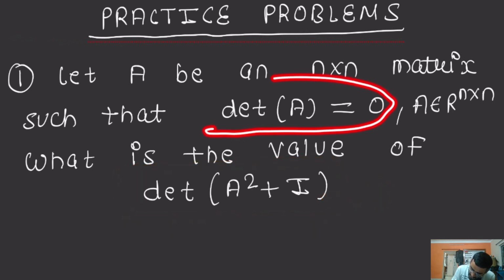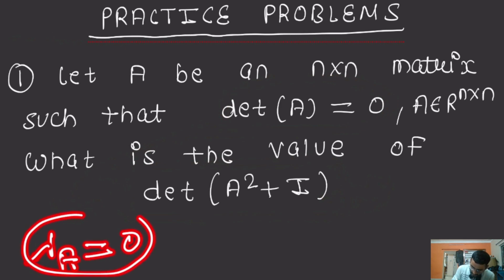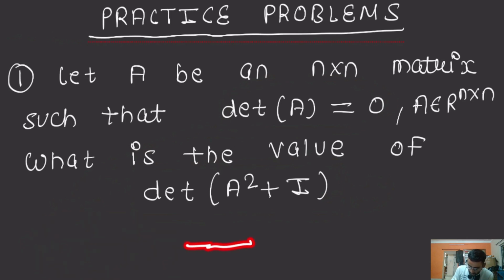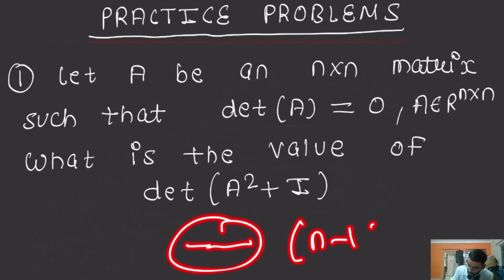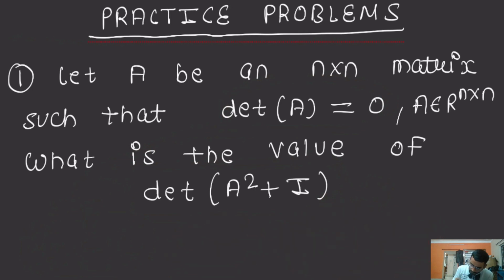The determinant of A is equal to 0, which means one of the eigenvalues of A is 0. We can say the remaining n minus 1 eigenvalues may be non-zero, or they can be 0 also. At least one of the eigenvalues will be 0.